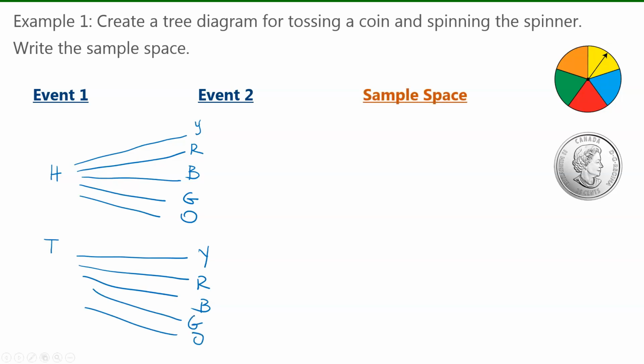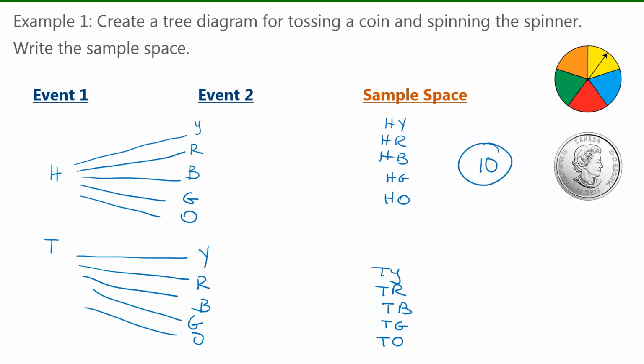So then to write our sample space, we list all the different possible combinations after we complete both events. So in my sample space, I could have heads in yellow, heads in red, heads in blue, heads in green, or heads in orange. And I could also have tails in yellow, tails in red, tails in blue, tails in green, and tails in orange. So we can see here that we have 10 different possibilities.